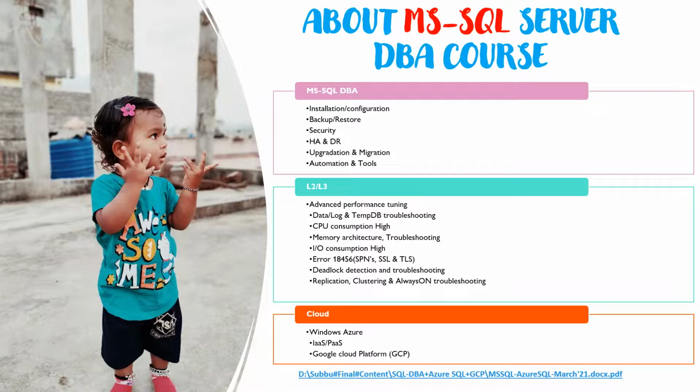And the next level is cloud. So Windows Azure Cloud, IaaS and PaaS. We are going to discuss both IaaS and PaaS: how you are going to install SQL on the IaaS platform, and how you are going to install SQL on the PaaS platform, platform as a service. And once it is done, we'll also discuss GCP, Google Cloud Platform: how you are going to install SQL over GCP, what kind of storage is available, and how to migrate your on-prem SQL to GCP, Google Cloud.